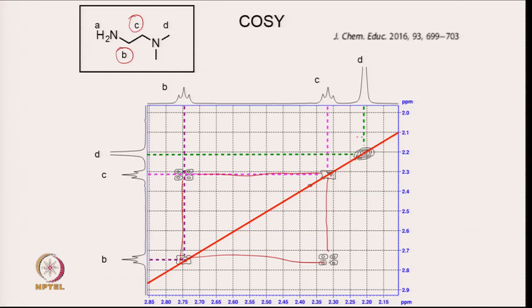And here you see D is only correlated to D, there are no cross peaks, and so there are no protons which are coupled to the protons labeled by D.